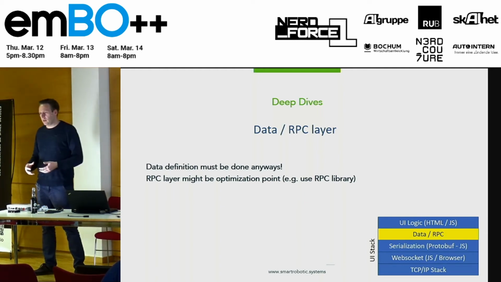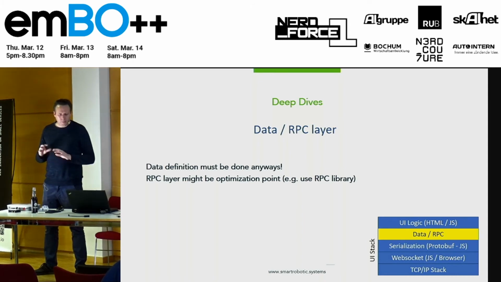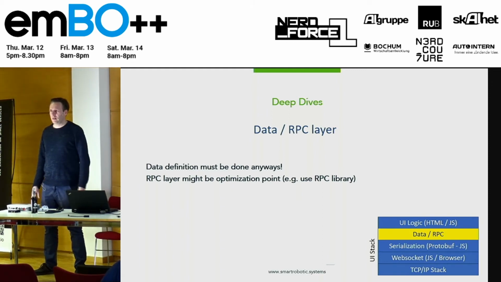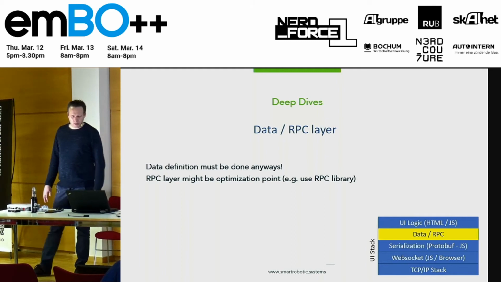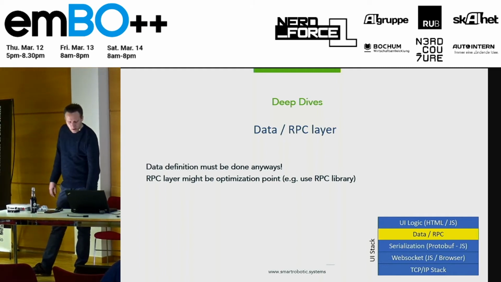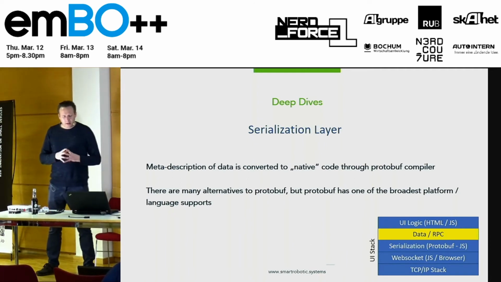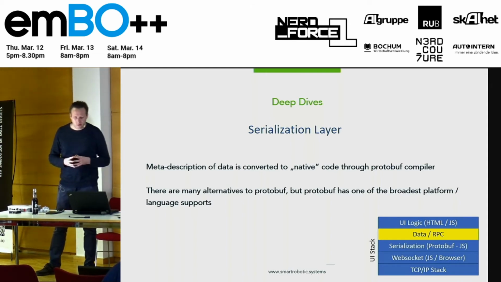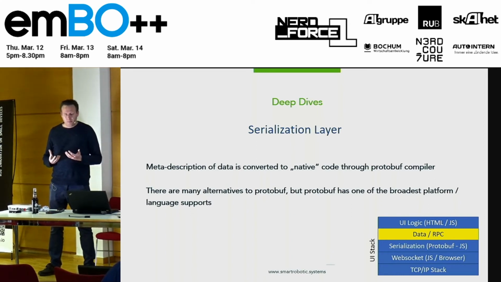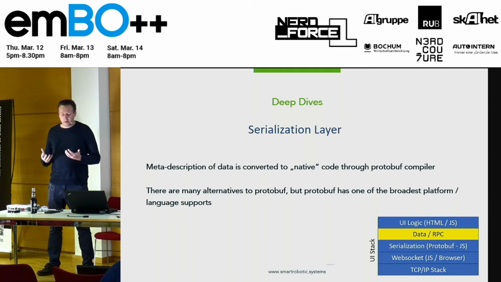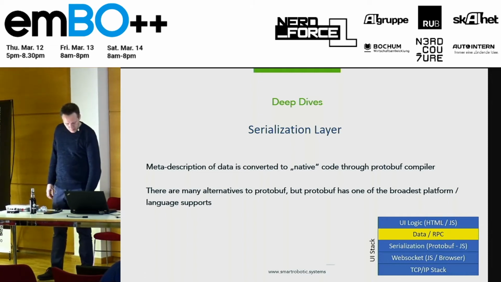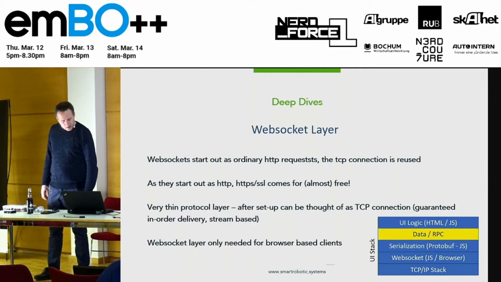For our actual implementation, I personally think that the RPC layer might be an optimization point. There are some RPC libraries out there which might help at some point to be faster in implementation and have less pain when switching platforms. The serialization layer consists of some kind of meta description of data that is converted to native code through a protobuf compiler. There are other alternatives to protobuf, of course, so it's just our choice, but I think it's a reasonable one.